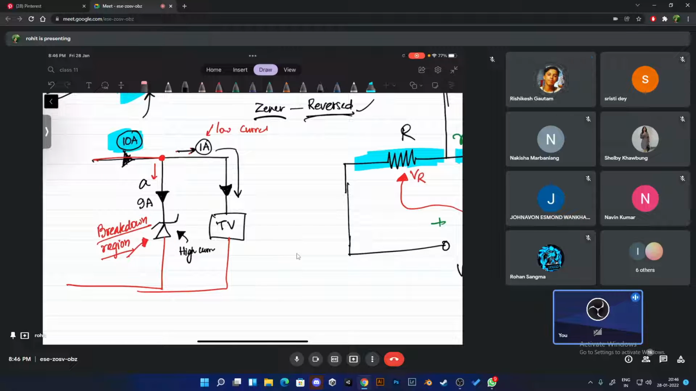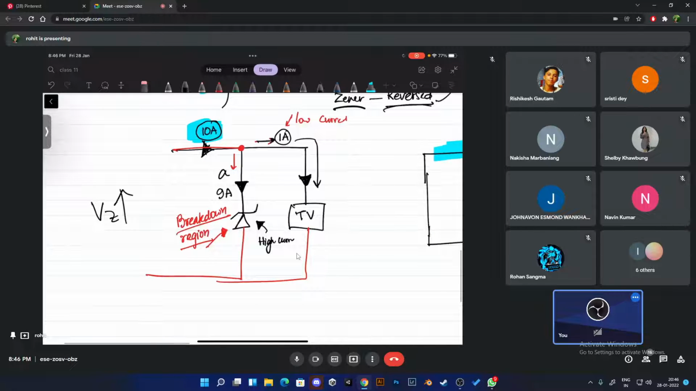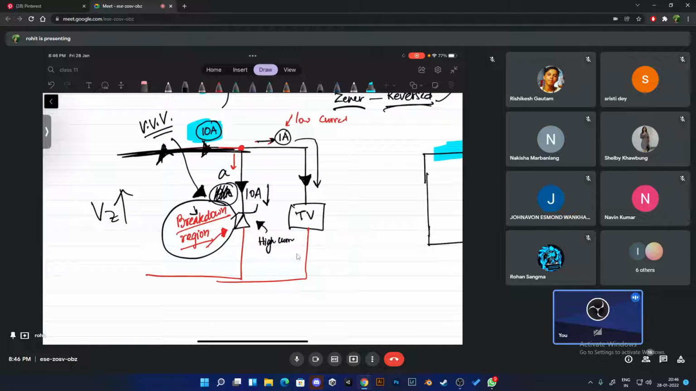Zener diode. From the zener diode, that means your TV is safe, right? Even in the case of very high voltage, what do you expect this current to be? High or very, very high? Very high. But look at your zener diode. Your zener diode says, no problem, I am a very special diode. Even if I work in the breakdown region, I can allow a very large current. 9 amperes is nothing for him. Maybe 10 amperes also it can pass. Can you understand? And it will save your TV. Do you understand now?